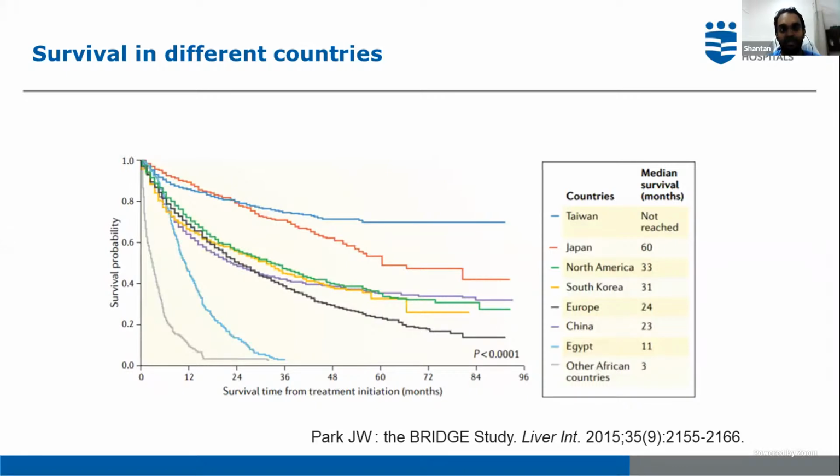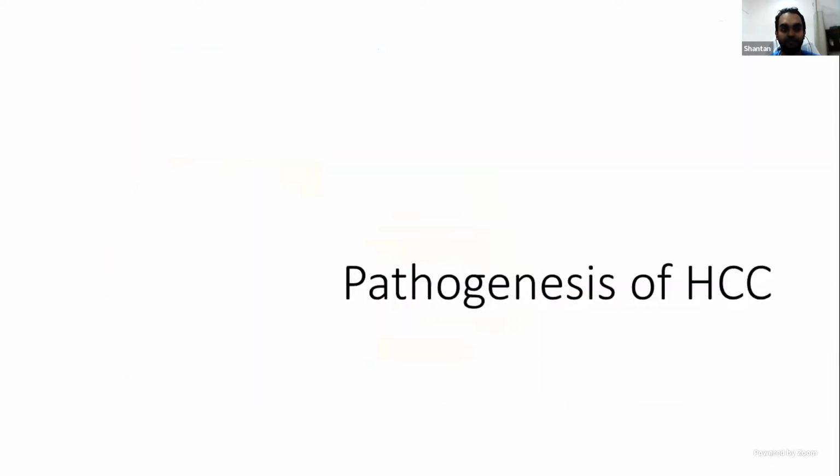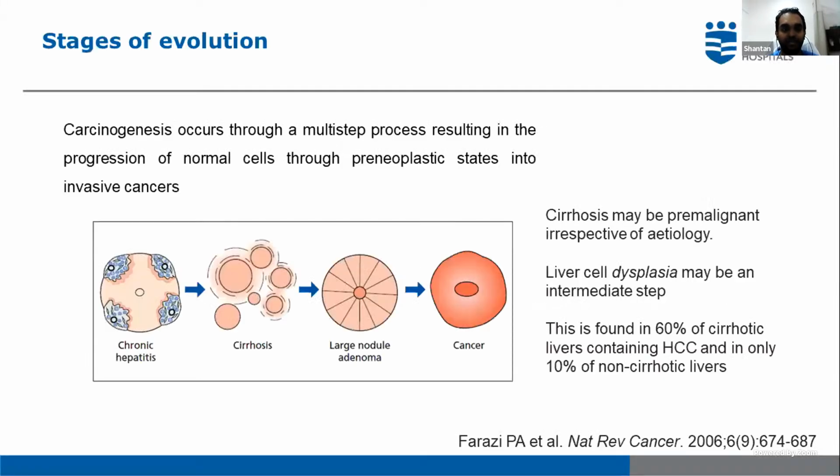Looking at survival in different countries in patients with HCC, Taiwan and Japan have the highest survival ratios and survival time compared to the other countries, largely corresponding to the stringent screening strategies adopted by these countries, and hence overall detection at an earlier stage. Hence, there is an imminent need for stringent and intensive screening strategies by various countries and societies. Coming to the current topic, which is the pathogenesis of HCC.